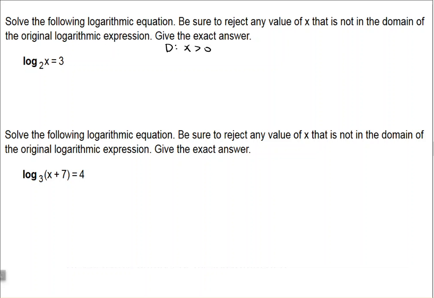So I'm going to rewrite this in exponential form. Remember, the base of 2 remains the base. The 3 and the x basically swap sides there, and the 3 becomes your exponent. You're saying 2 to the power of 3 equals x. You know 2 to the third is 8, so we get x is equal to 8.